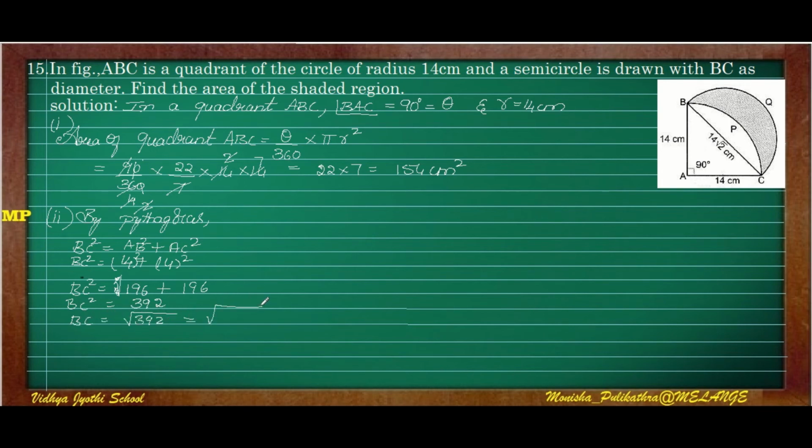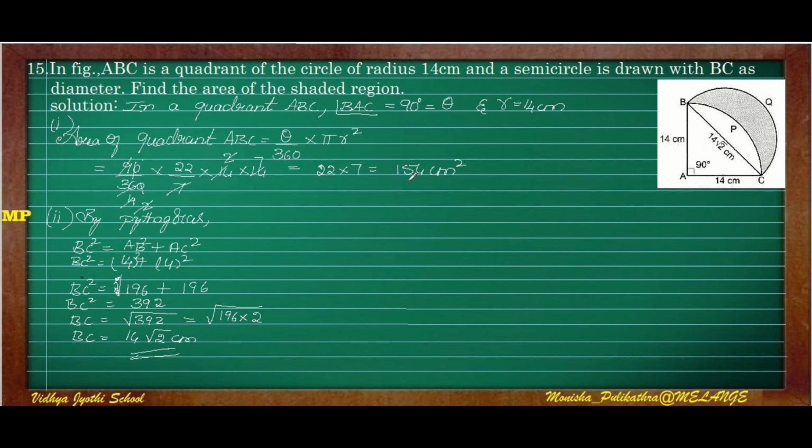Which we can split as 196 into 2, so 2 times 196. So we know that the square root of 196 is 14. So 14 root 2 is the diameter. Okay, 14 root 2 is the diameter.